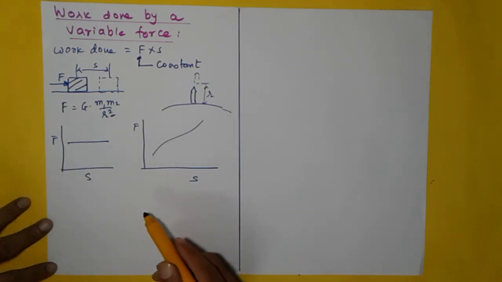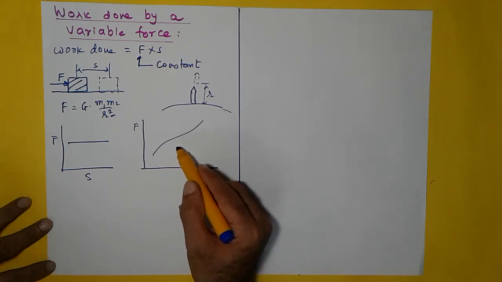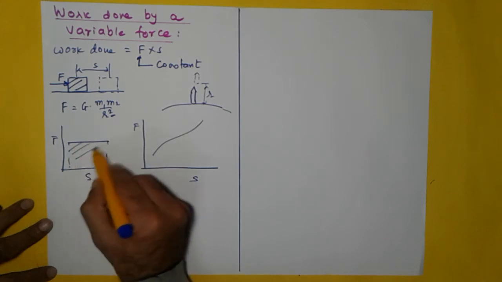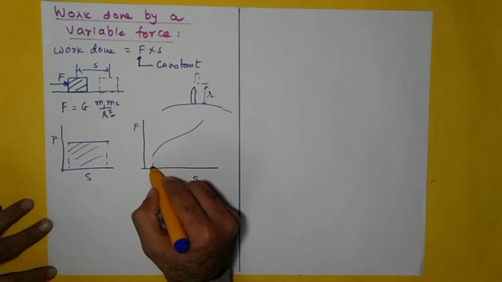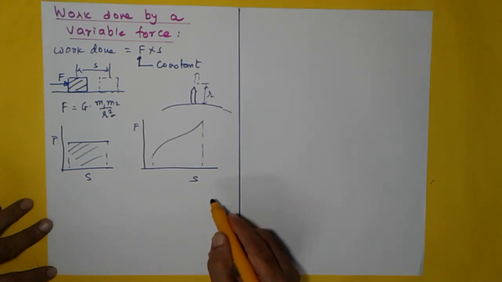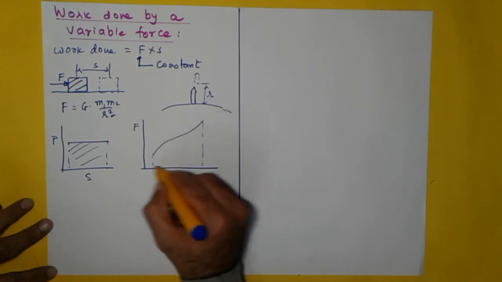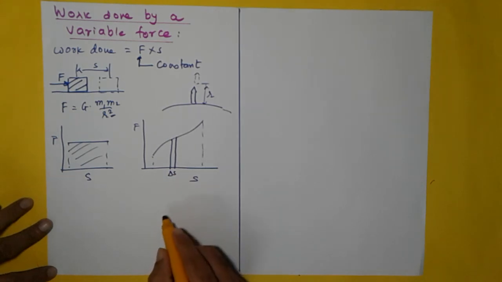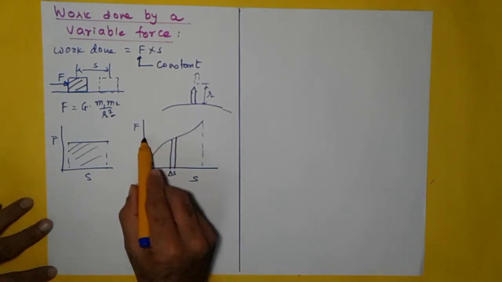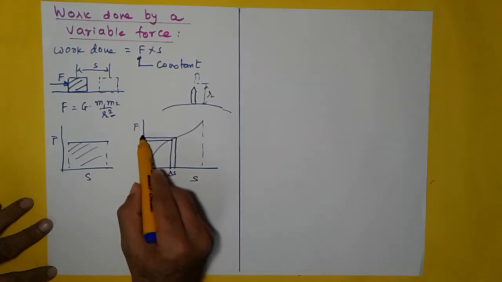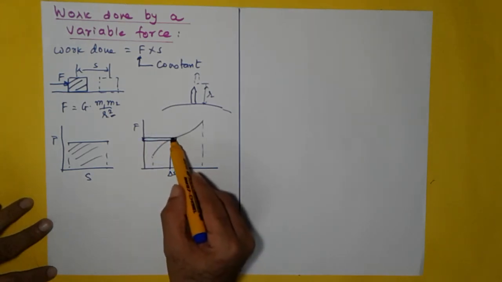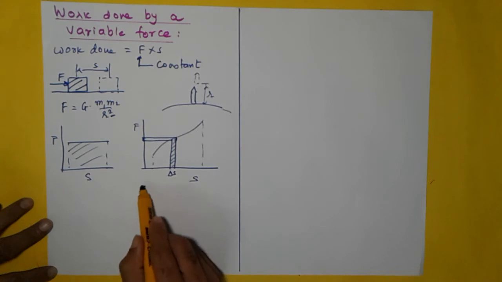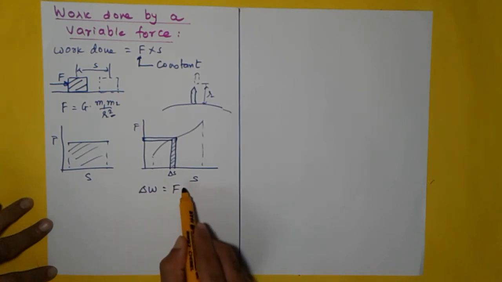Now, if you want to calculate the work done in this case, that would be given by the area below this graph, because, as we saw, the area below the graph is the product of force and displacement. Similarly, the area below this graph will give us the work done. To calculate the area, we'll take an extremely small strip of width delta S. This width being extremely small, the value of force practically remains constant. There's a very small change in force which we can neglect, and therefore the work done for this small strip would be delta W, equal to F into delta S.